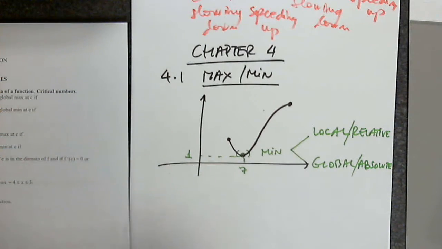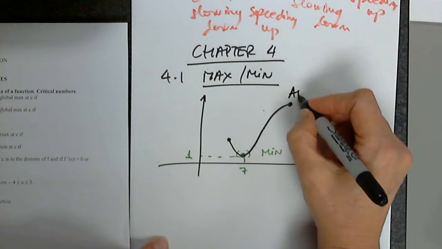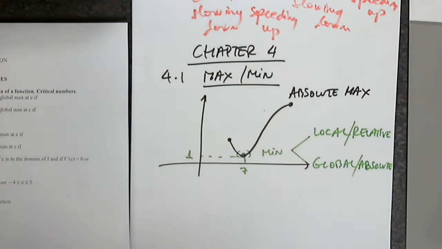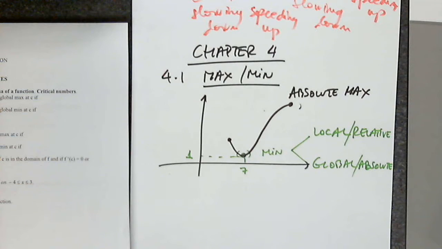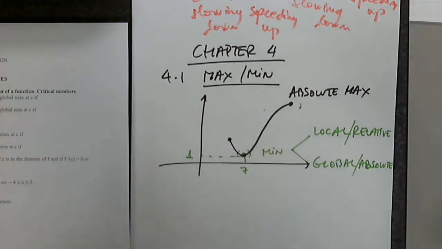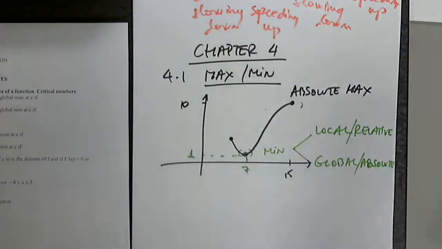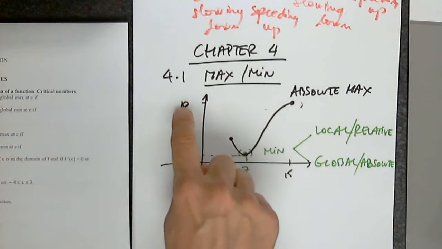Endpoints of the interval can never be local or relative. So this one is an absolute or global max, but is not a local max. Why? Because I cannot show you the open interval on both sides, because the function is not defined on one side. So that's why this point is only the absolute max. So where is it? I'm going to say at 15. How much is it? I'm just picking some numbers. So where is the absolute maximum? When x is 15. How much is it? 10.